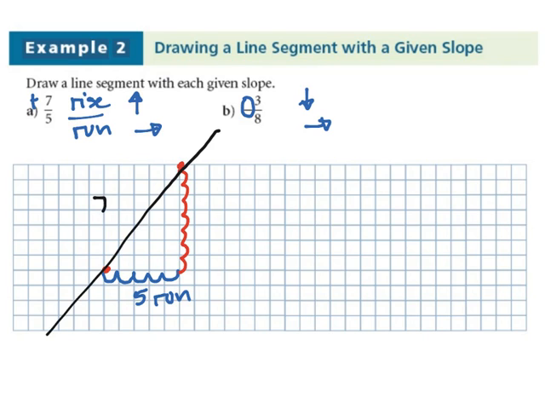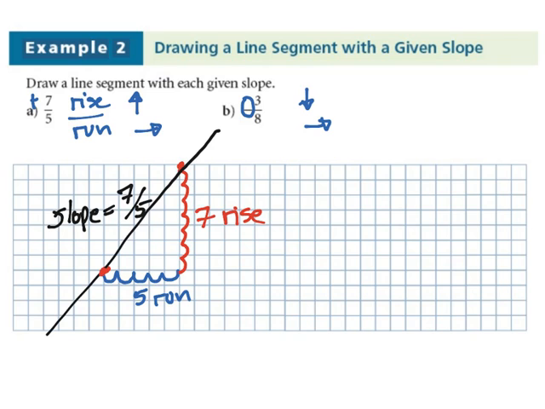And this is 7 over 5. The slope is 7 over 5. So 7 is the rise.